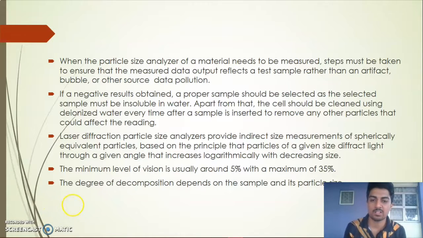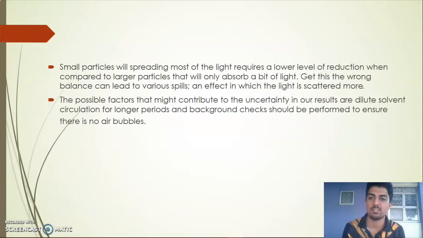The laser diffraction particle size analyzer provides indirect size measurement of spherically equivalent particles, based on the principle that particles of a given size diffract light to a given angle that increases logarithmically with decreasing size. The minimum level of obscuration is usually around 5% with a maximum of 35%. The degree of obscuration depends on the sample and its particle size. Small particles, which scatter most of the light, require a lower level of obscuration compared to larger particles.